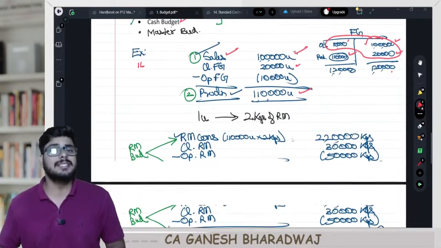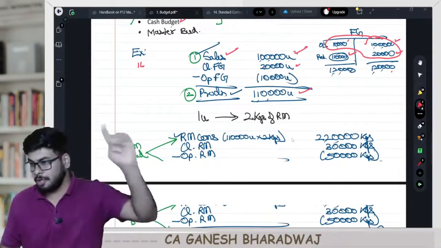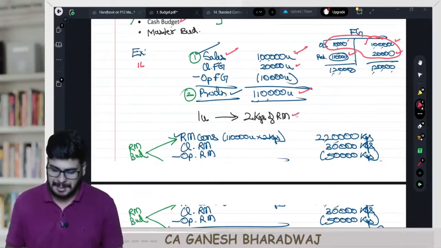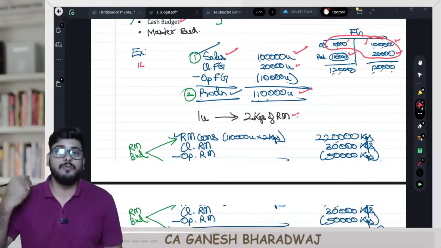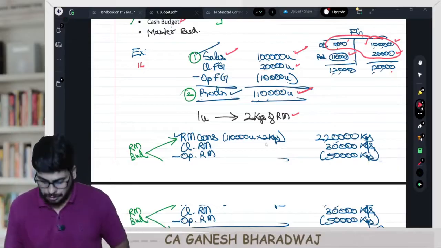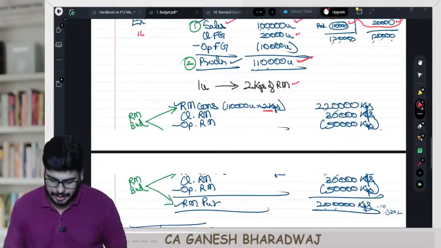Now, let us say to produce 1 unit of my FG output, I require 2 kgs of raw material. Now, how many kgs of raw material will be consumed in this year? I need to produce 1,10,000 units, and every unit will consume 2 kgs. It's going to be 2,20,000 kgs. Are you clear with this?